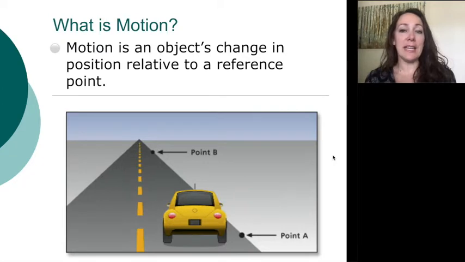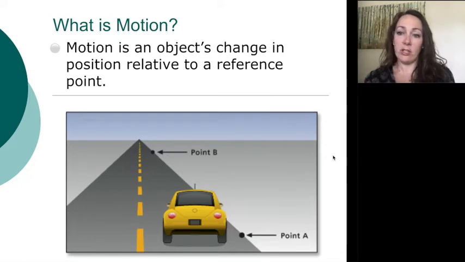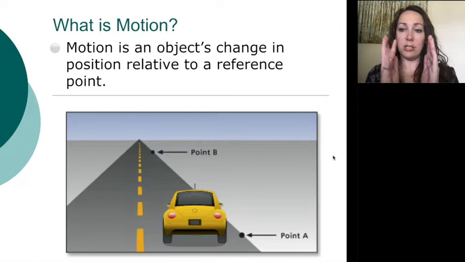So let's first begin with a definition of motion. Motion is an object's change in position relative to a reference point. So whenever you are determining whether or not something is moving, you're looking to see how it changes position from one point to another. So for instance, if I'm moving a hand, I have a reference point.